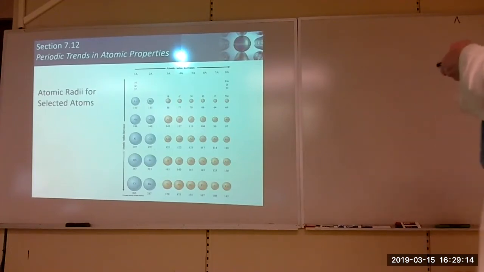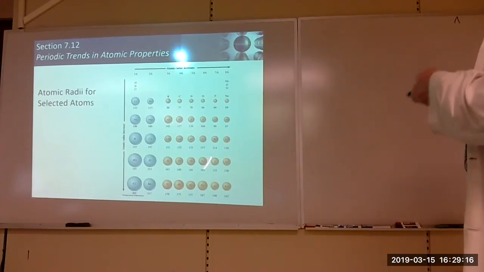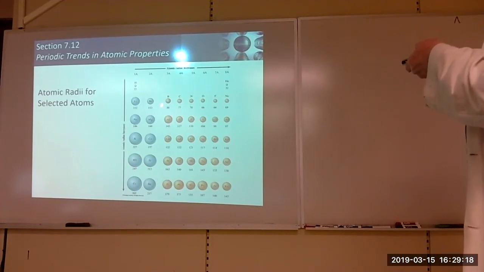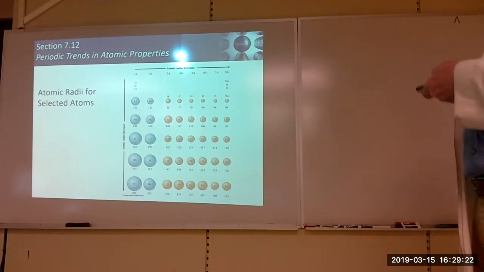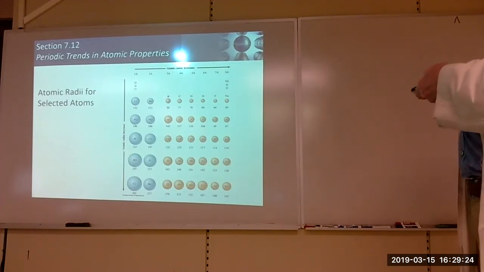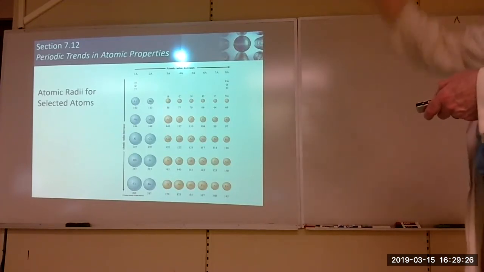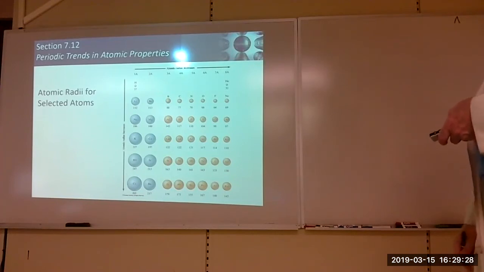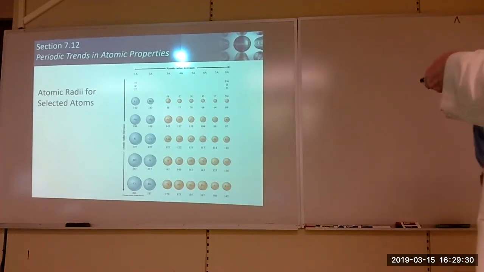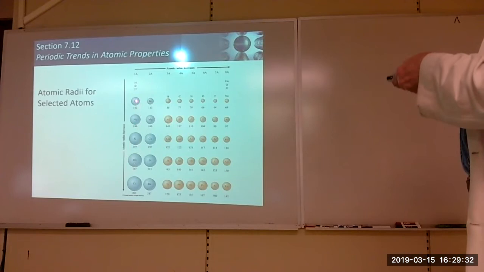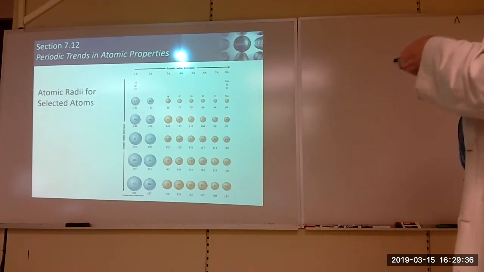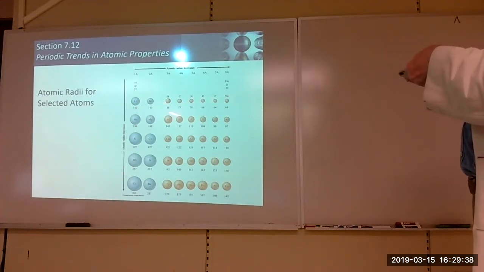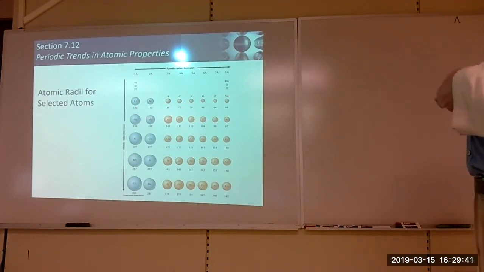Now notice this representation of atomic radius skips over the transition metals. That's because they do this thing. So when we talk about those trends, we generally stick to the representative elements. So in this group, they get bigger as you go down, and they get bigger from right to left. Okay?